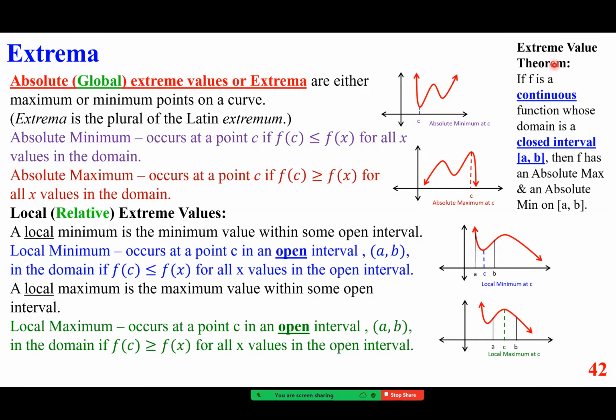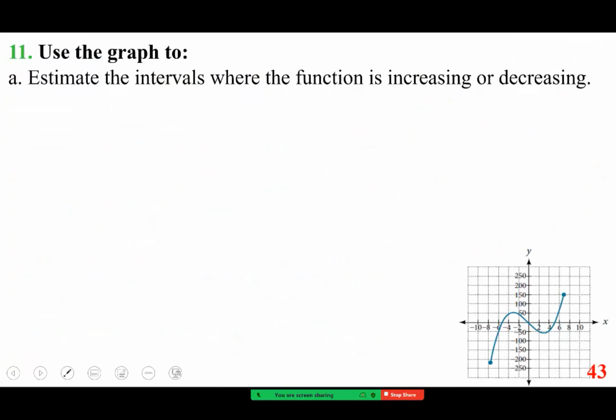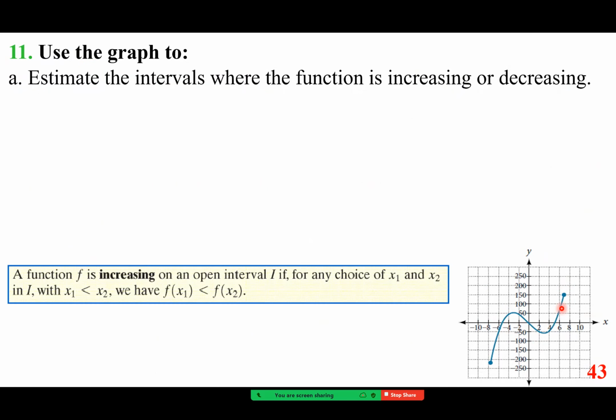We also have the extreme value theorem. If f is a continuous function whose domain is a closed interval, then f has an absolute max and an absolute minimum. So we want to estimate the interval where the function is increasing or decreasing. Okay, so the function is increasing here, decreasing here, increasing here.